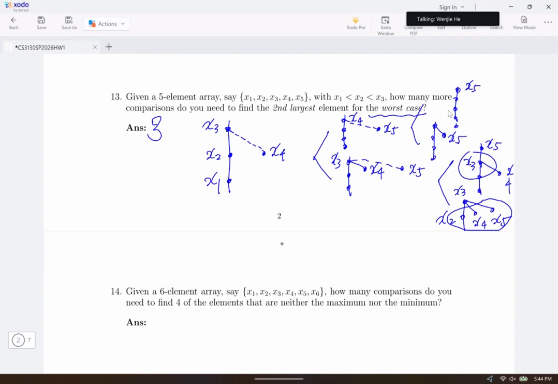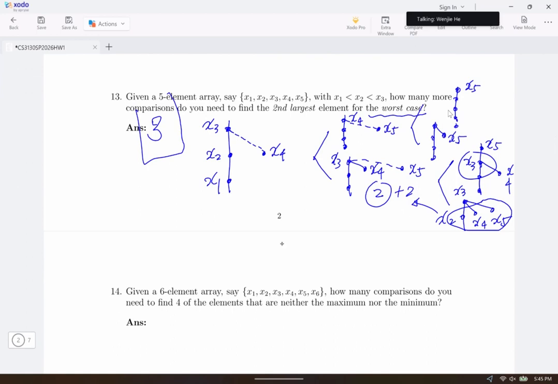So 2 plus 2: you have two comparisons in the first round, and in this round you need another 2. So you need 4 comparisons. That's not the best solution. Our best solution is 3 comparisons. Now let me show you the best solution.